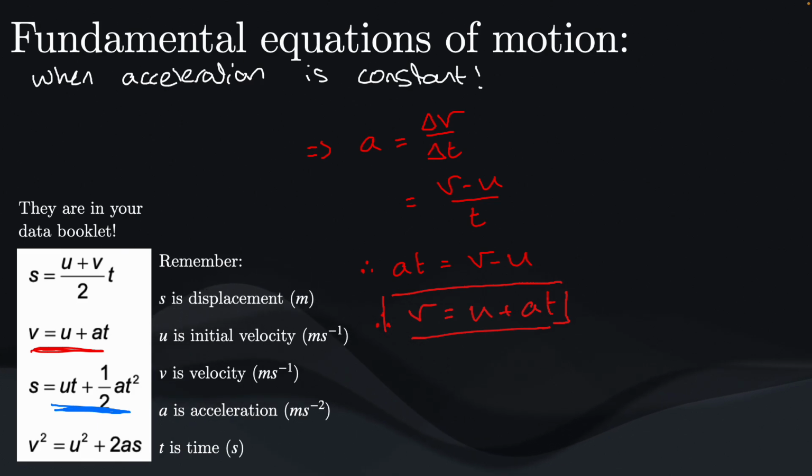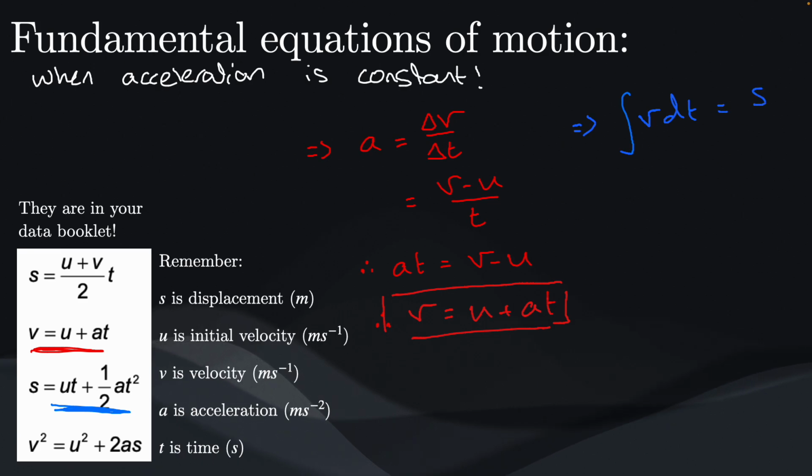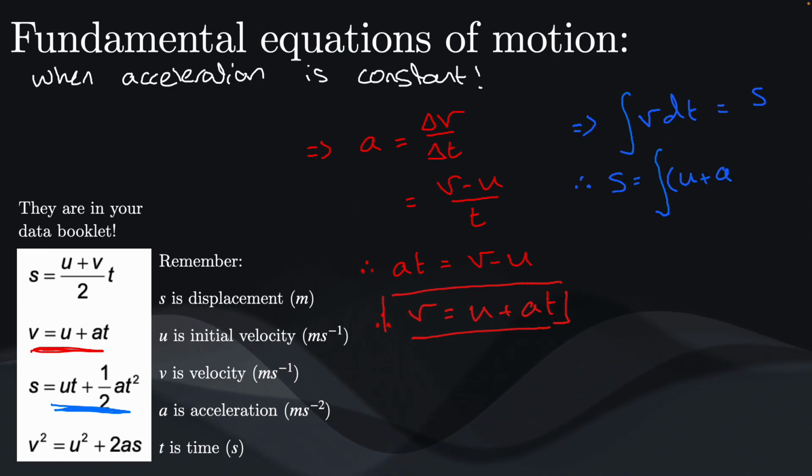Second one is also really simple. It's just calculus. We use this equation and do calculus with it, because we know that the integral of velocity with respect to time is equal to displacement. Therefore, we just substitute this equation here into v, into this one. Therefore, we can say that s is equal to the integral of u plus at.